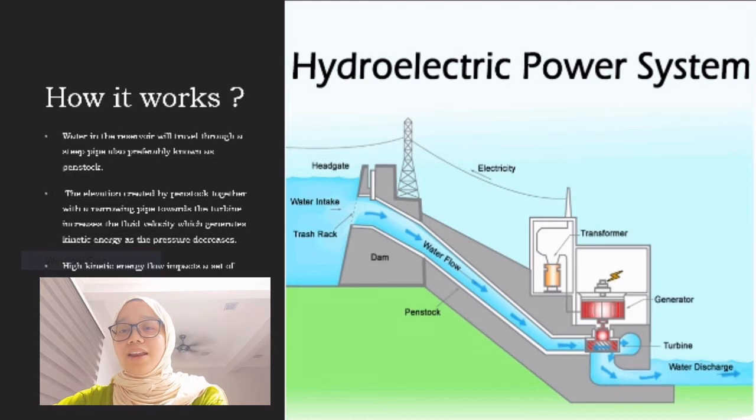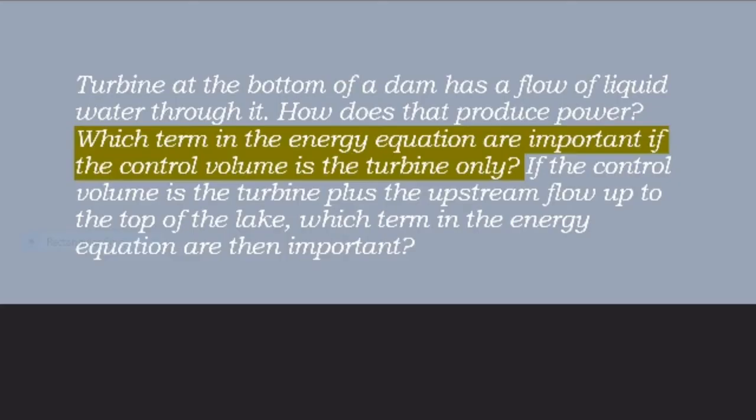So this high kinetic energy flow impacts a set of rotating blades which is attached to the turbine together with a shaft inside the generator. Hence the rotating action converts the mechanical energy created into electrical energy, and then it is supplied for domestic use.